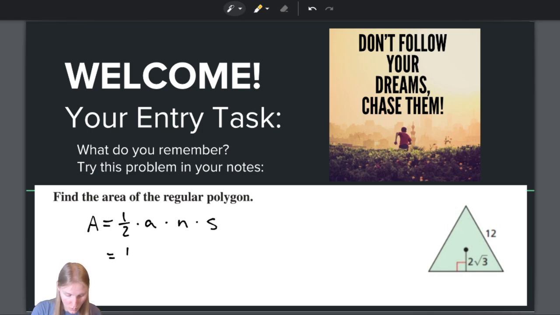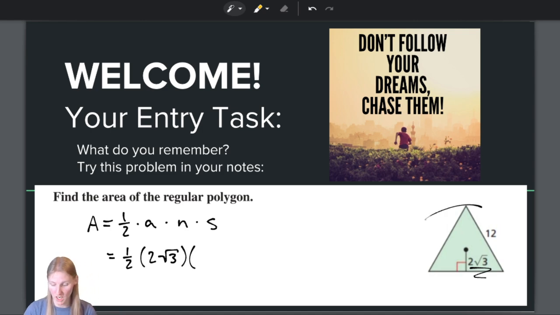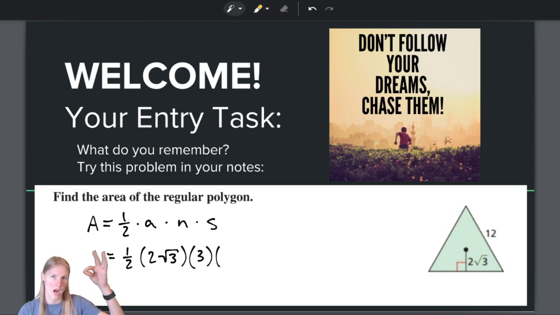So we have 1/2 of, what is our apothem? Our apothem goes from the center of the polygon out to the edge such that it makes a right angle. So that right angle is super important. So our apothem is 2 times the square root of 3. The number of sides, what kind of shape is this? Good job. It is a triangle, so that we have 3 sides. And the side length is how long the whole side is, and this 12 is labeling the entire length of that side, so we have 12.